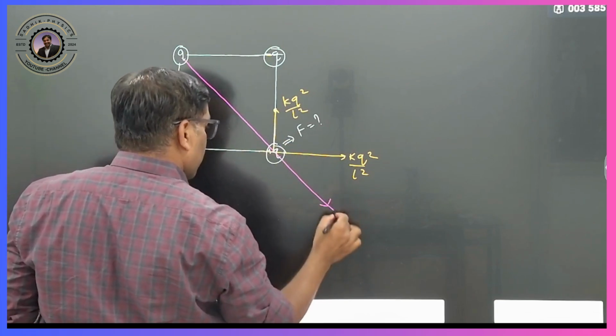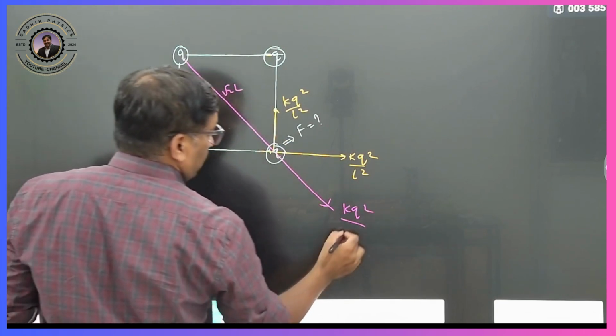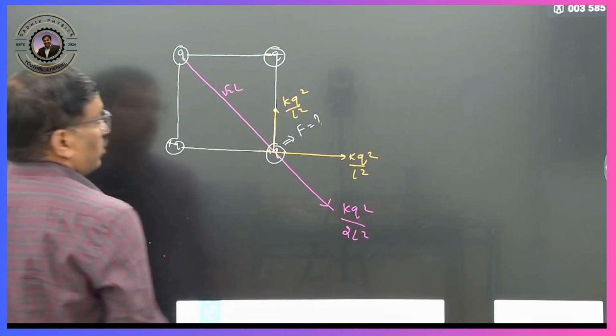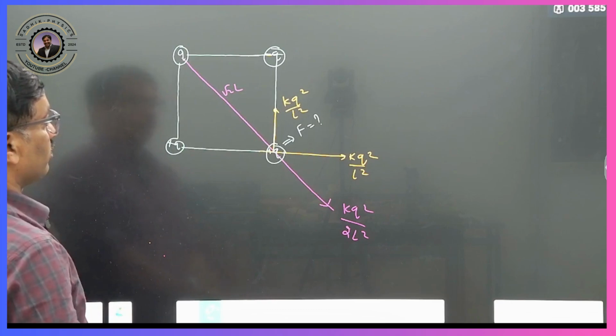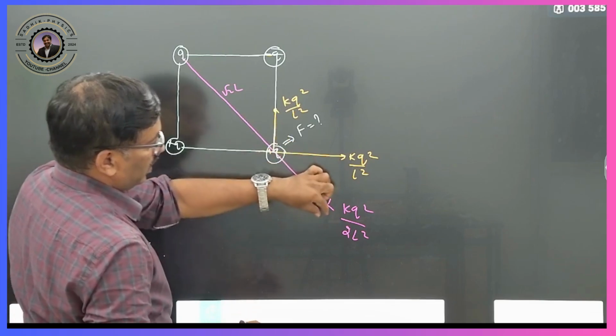This will undergo a force of kQ square. This distance is root 2 into L, therefore 2L square. This is the force. Clear? Now what will I do now? This force is there, no?